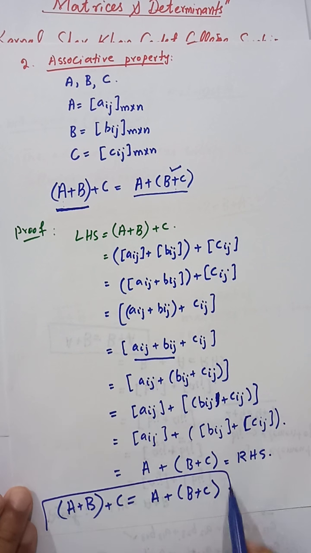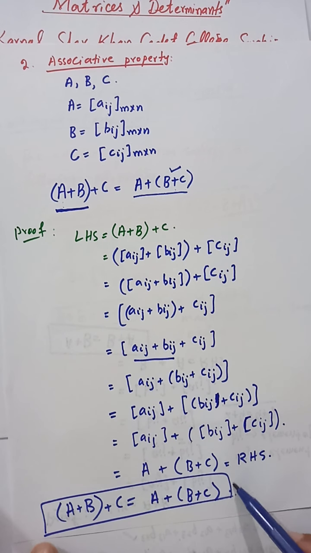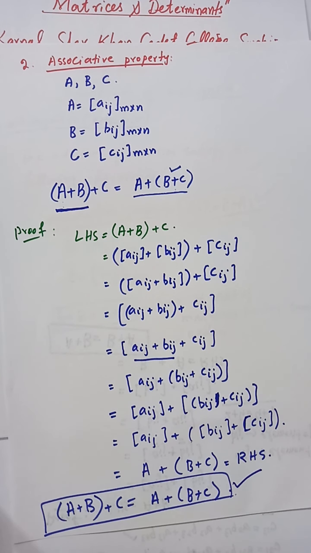So this is the associative property of the set of matrices having the same order, and this is true for all such sets of matrices having the same order. So this is the associative property which is true in the set of matrices. So you can say that associativity with respect to addition is true for all the sets of matrices having the same order.